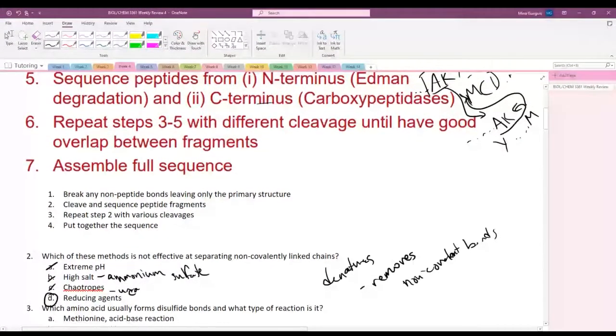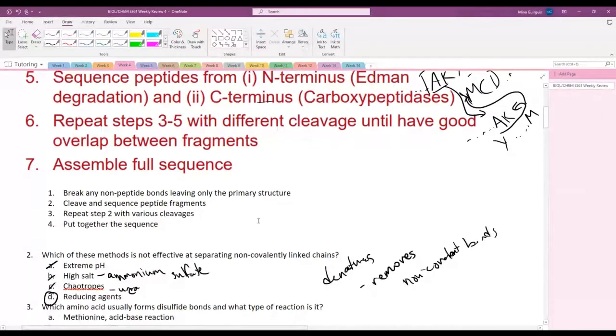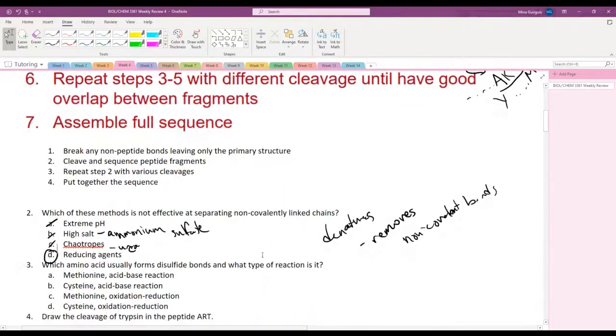Reducing agents are excellent at what they do, but in this case, they have nothing to do with the non-covalent linked chains, because they deal with actual bonds, so they deal with covalent chains. And on that note, let's talk about disulfide bonds, which, I don't know if you guys are aware, are actually redox reactions. The reason that number two is, in my opinion, a pretty tricky question, because I think it's weird, is because reducing agents remove disulfide bonds.